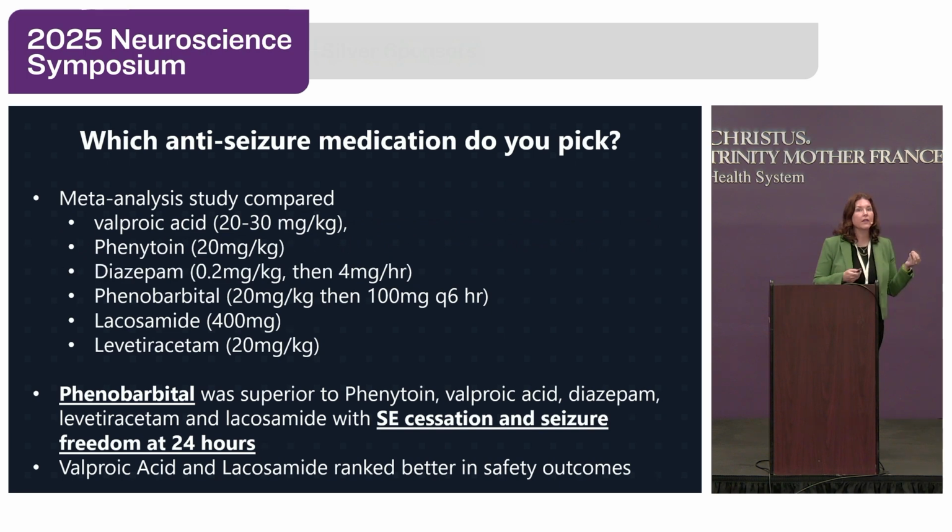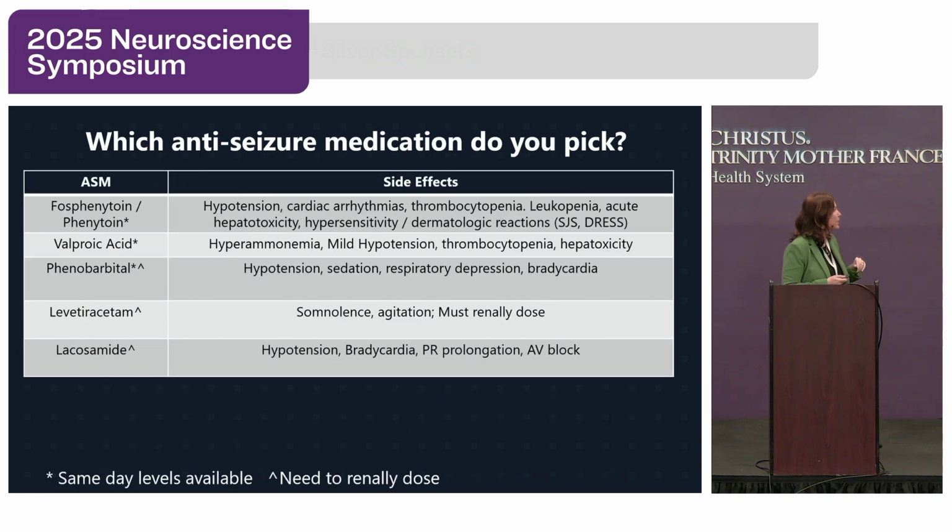And then they've done a meta-analysis where they looked at those three plus another benzo, so diazepam, phenobarbital, and lacosamide were added. Lacosamide is our newest medication, and it can be given IV. And when the meta-analysis looked at all of them, the winner was actually phenobarbital. It was superior to all of them in stopping status epilepticus and no seizures at 24 hours. However, the valproic acid and lacosamide were best tolerated in terms of safety outcomes.